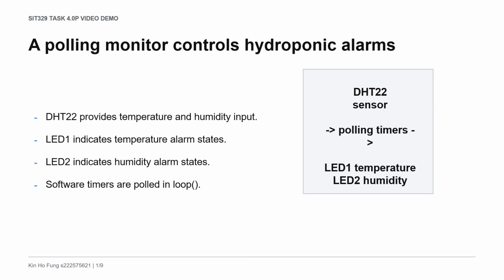This prototype is a hydroponic farm monitoring system. It monitors temperature and humidity and controls two alarm LEDs. The system uses a polling model with software timers. LED 1 is used for temperature alarms and LED 2 is used for humidity alarms.